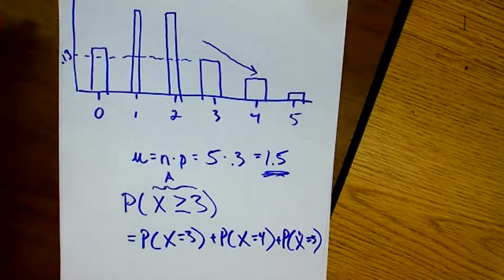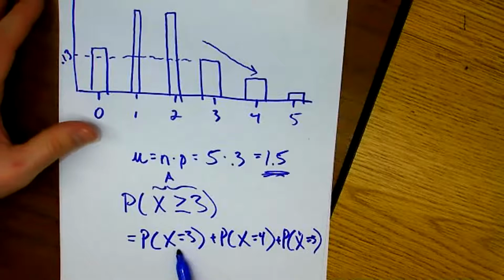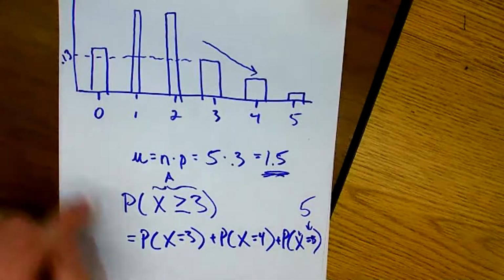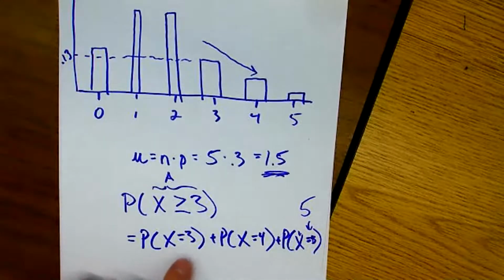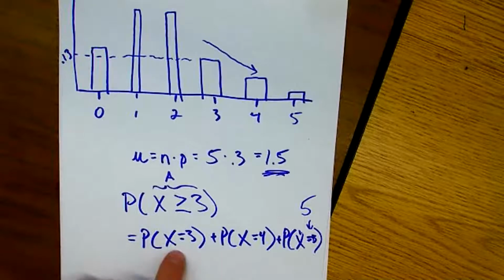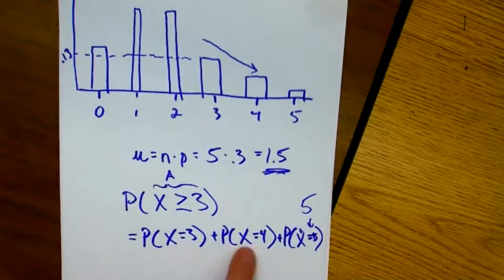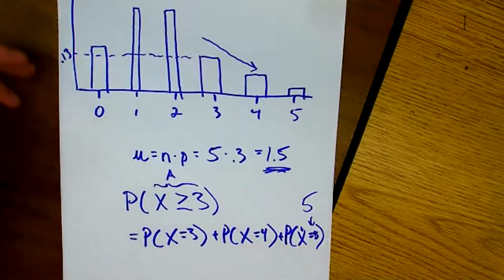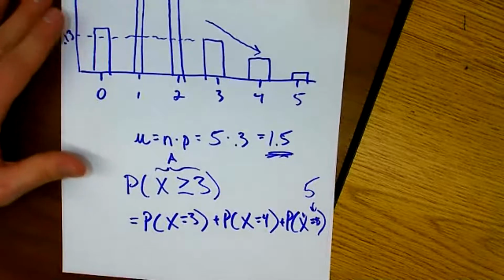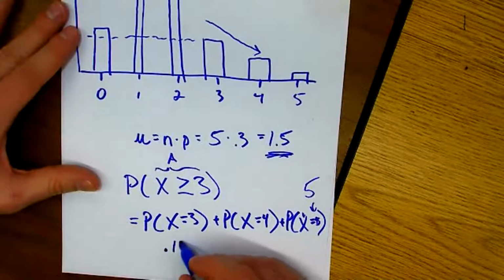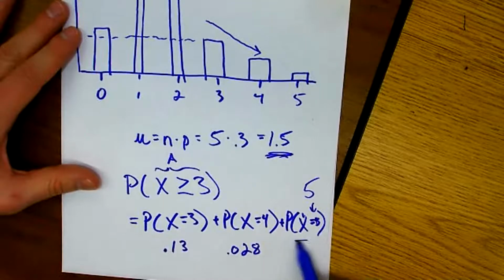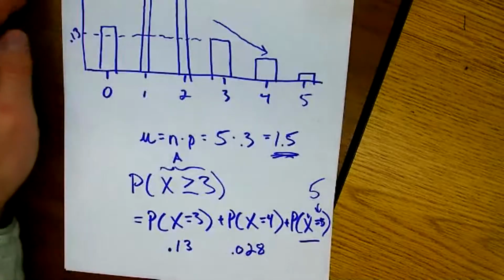Now, this is not the easiest thing in the sense that, and sorry, this is a 5 if you can't see it, every time we're looking for the probability of exactly one number of outcomes, we have to use that binomial equation. So I'd have to use it 3 times here to find the 3 different probabilities. Now, lucky for us, the way I set this up, I already found this was 0.13, this was 0.028. So at this point, all we have to do is find the probability that x is equal to 5.